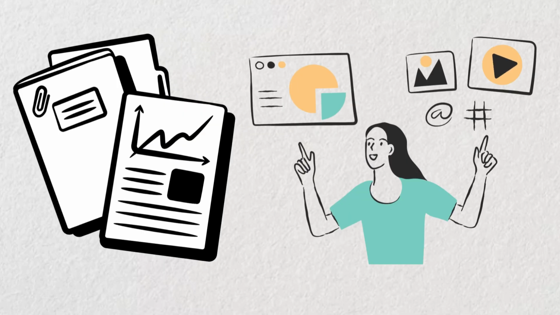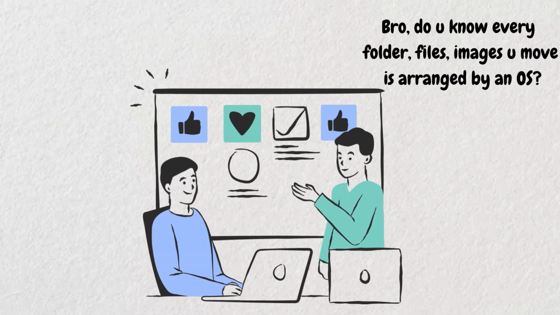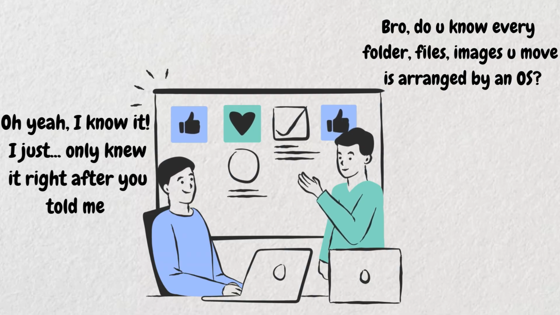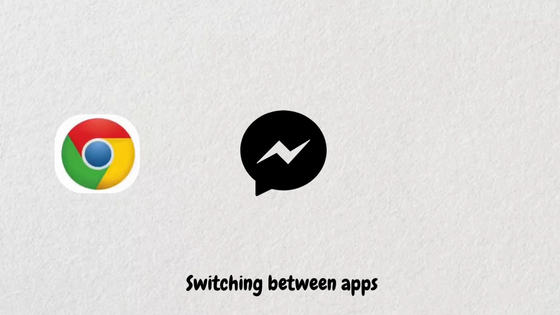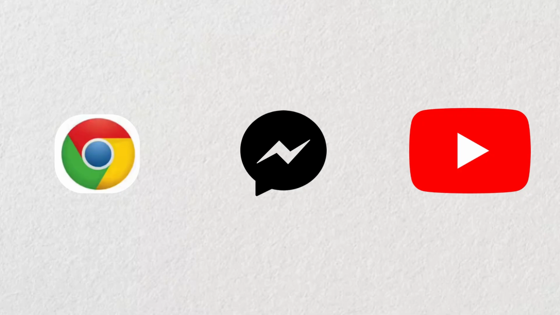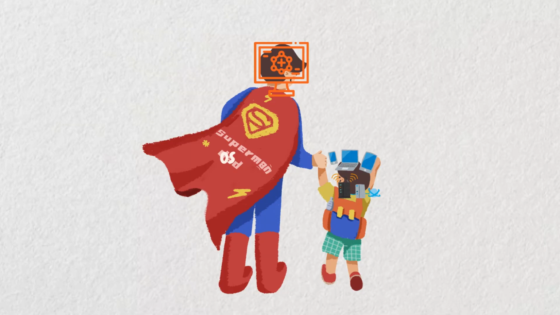Next, when you open your File Manager or Photos app, the OS displays all your stored pictures, downloads, and documents. Every folder you tap, every file you move, and every image you preview is arranged and retrieved by the operating system. Switching between apps. And when you switch between apps, like jumping from Chrome to Messages or back to YouTube, the OS keeps each app active, decides which one gets more resources, and makes sure nothing crashes. All of these simple actions happen smoothly because the operating system is working behind the scenes.